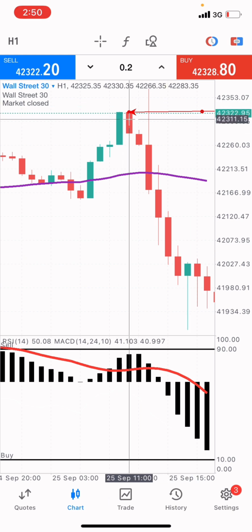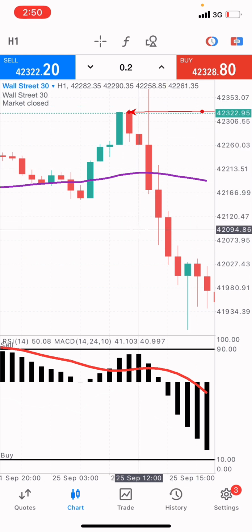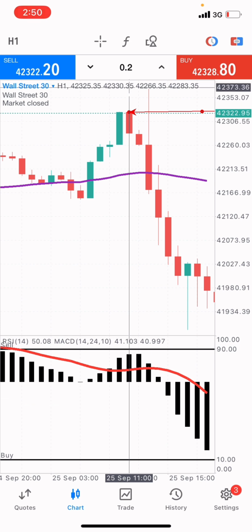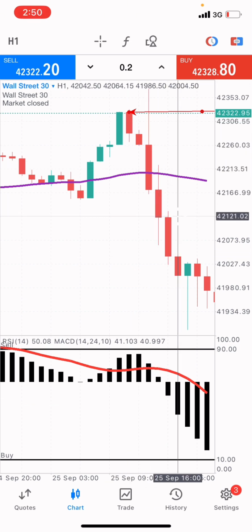It does not just sell towards the downward trend. It does not just sell, it broke out. You can see.